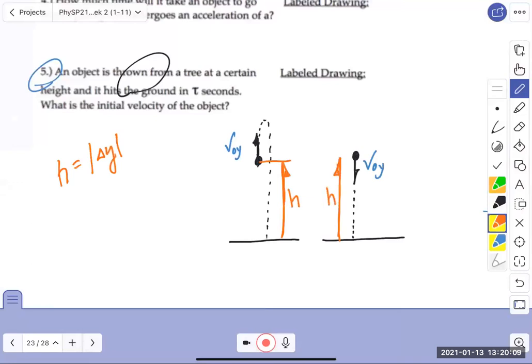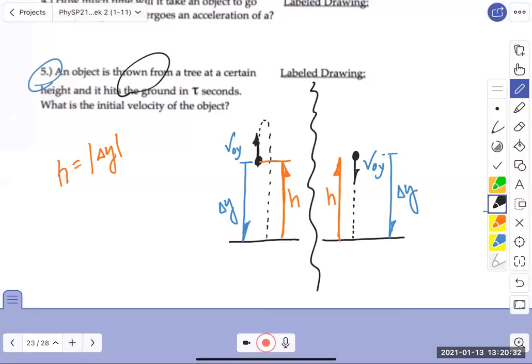But delta y, fair enough. Delta y in both cases is negative. You see the difference? Delta y is from where you let the ball go to where it hits the ground. So I'm looking at two scenarios here. It hits the ground in tau seconds, so tau meaning total time. In both cases we have tau. If you write down the variable in the drawing, it means you're given that information. But what's initial velocity? We don't know V naught Y. V naught Y is question mark. You got to show that question mark. There's what I consider a good labeled drawing.